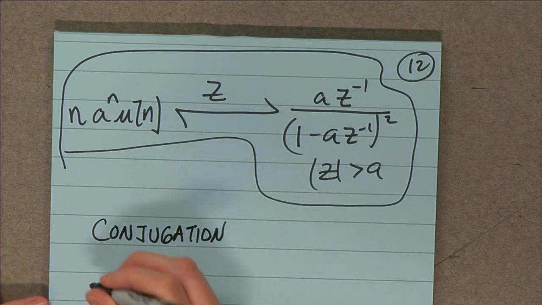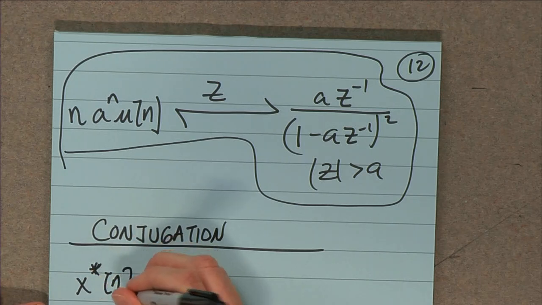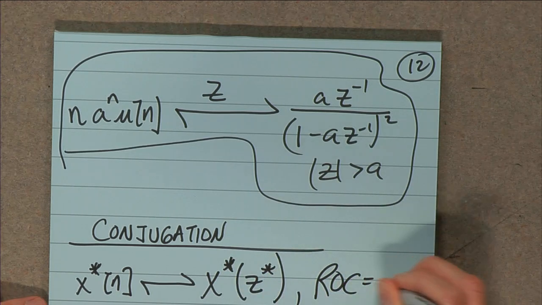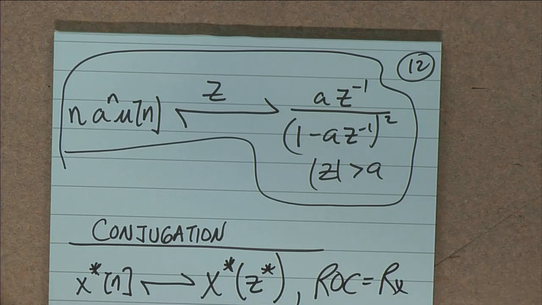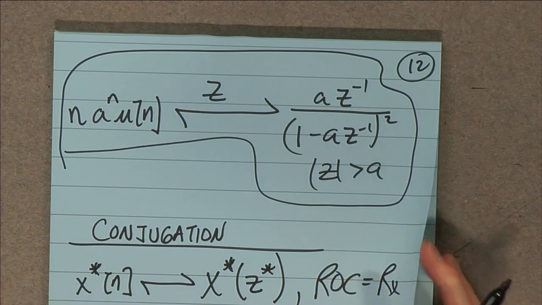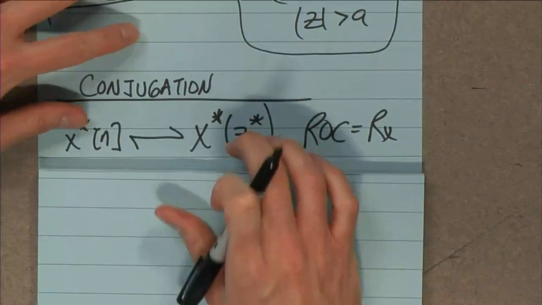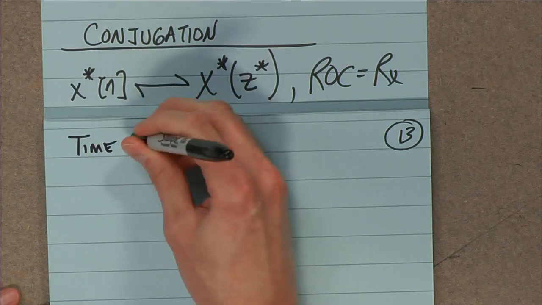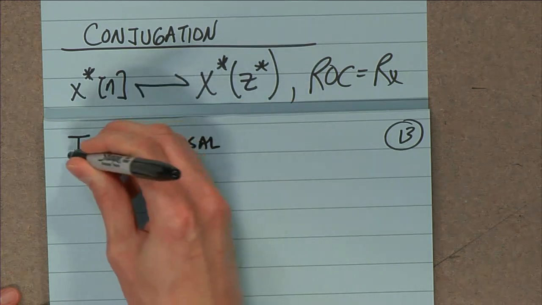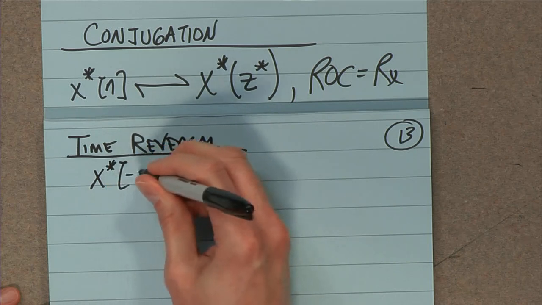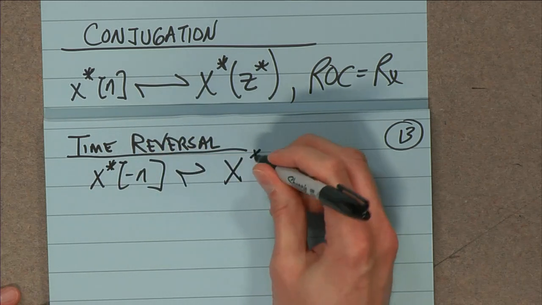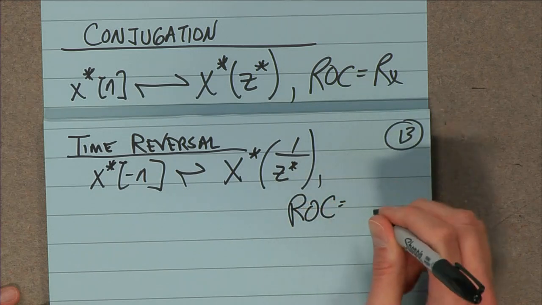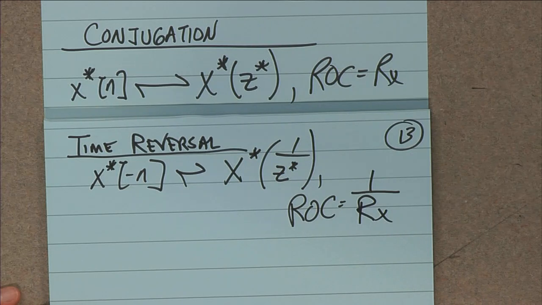And of course, conjugation, a very easy property. If we conjugate x of n, we end up with the conjugate of X of z conjugate. And the ROC is unchanged because conjugation doesn't change region of convergence. And our last one, time reversal. So with time reversal, if you time reverse and conjugate, you end up with the conjugate of X of the reciprocal of z conjugated. And the region of convergence now is really changed. It is now the reciprocal of the original region of convergence.